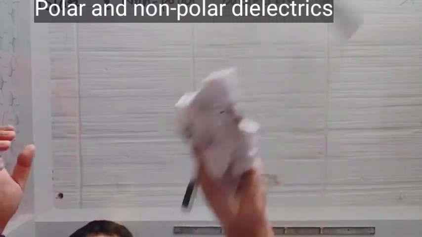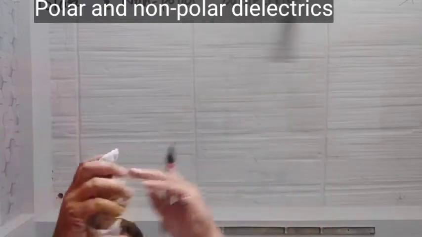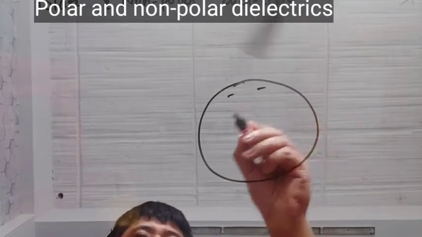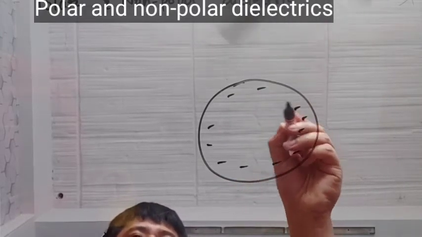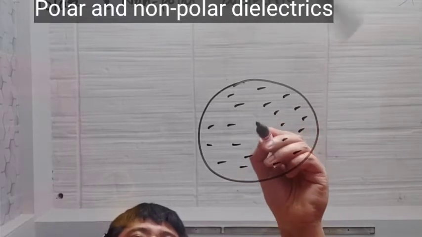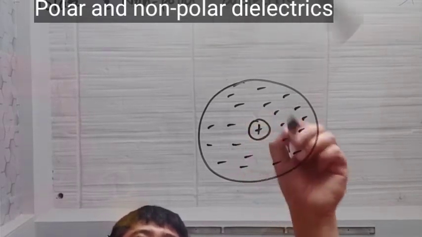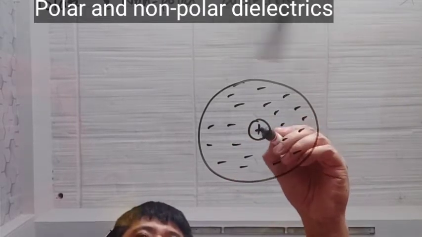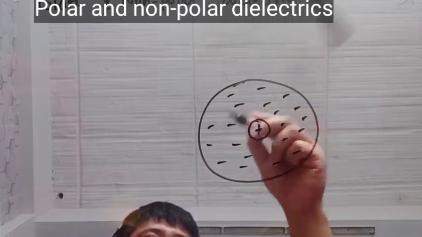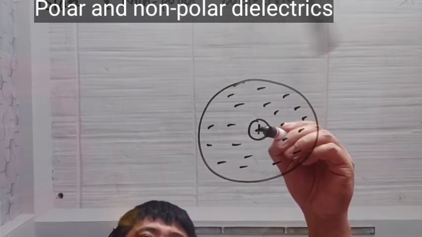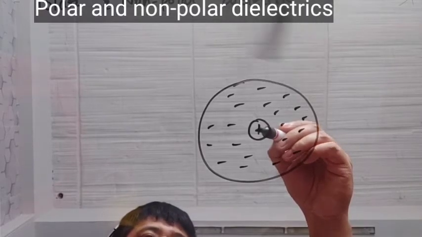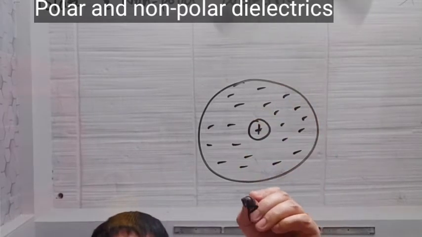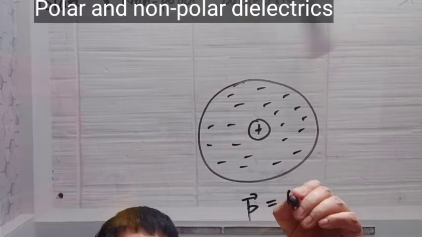On the other hand, nonpolar dielectrics. For nonpolar dielectrics, the center of gravity coincides at this point. This is the center of gravity for the negative charges and also for the positive charges. So this will be a nonpolar dielectric in which the total dipole moment is zero.